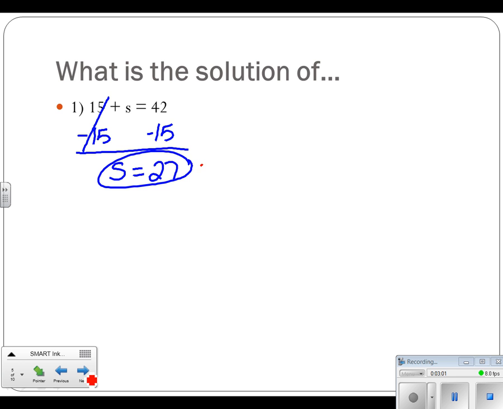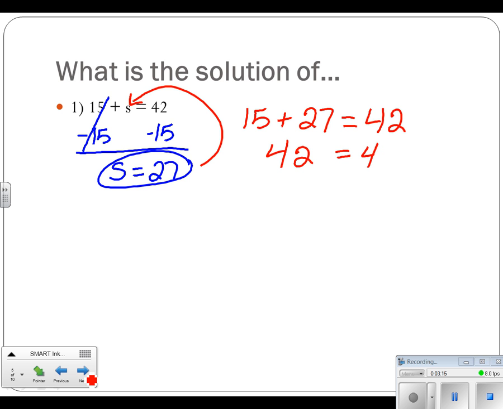Go back and check your work. Plug in 27 into the original equation. 15 plus 27 is the same as 42. And we see it's the same, so it worked. That's the correct solution.